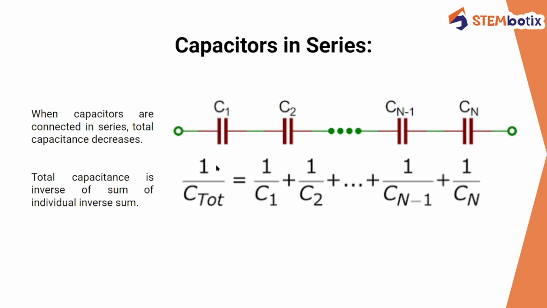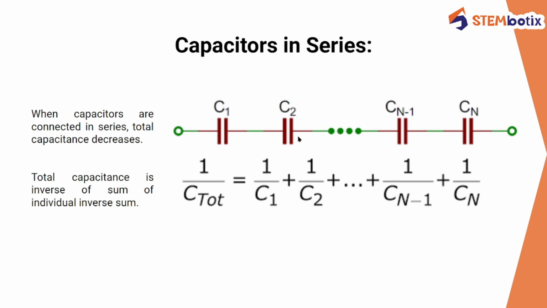Here is a representation of n number of capacitors connected in series. In series, the capacitors or any elements share only one common node, hence the connection is known as series. Here these capacitors are connected sharing one common node. So between C1 and C2 there is one common node, between C2 and C3 there is one common node, and between Cn minus 1 and Cn there is one common node, hence this is a series connection.